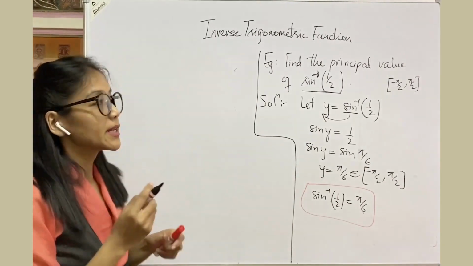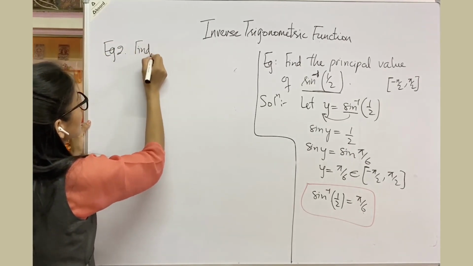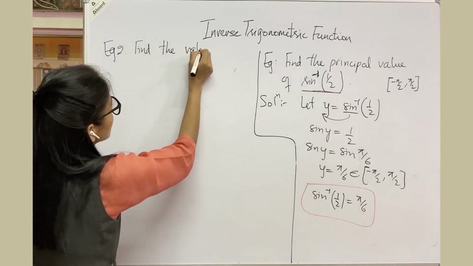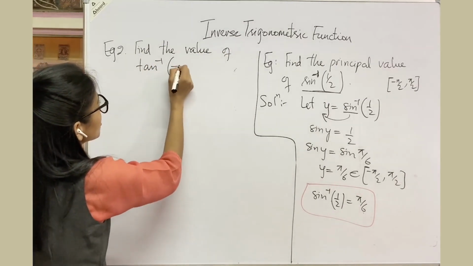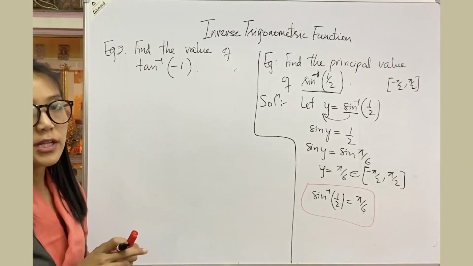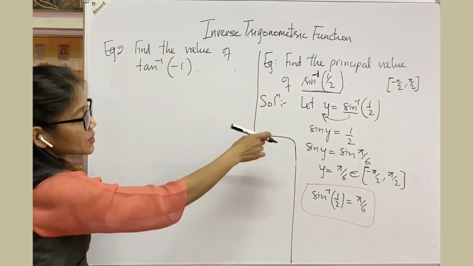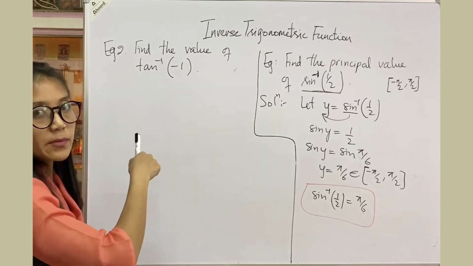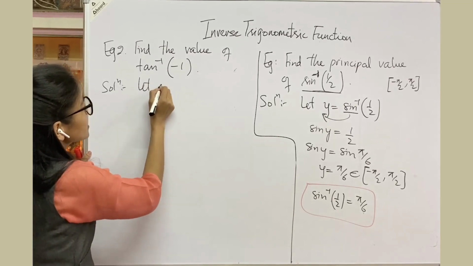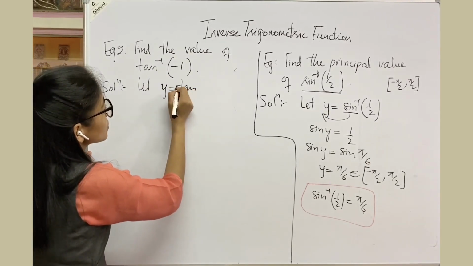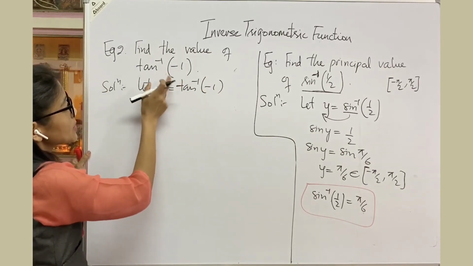Okay, now we will take a second example. Find the value of tan inverse of -1. Okay, now we'll try to solve this together, okay? Now it's all the same. The way I solved the previous example, in the same way I'm going to solve this also. So first I'll write, let y is equals to tan inverse of -1. Now you should know the principal value.